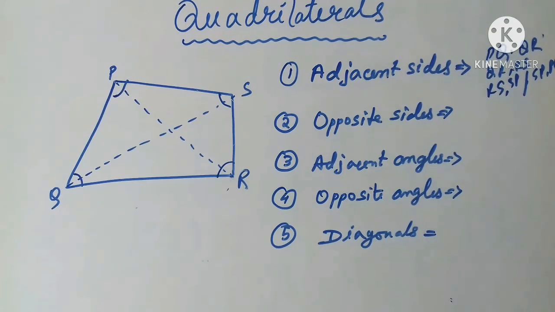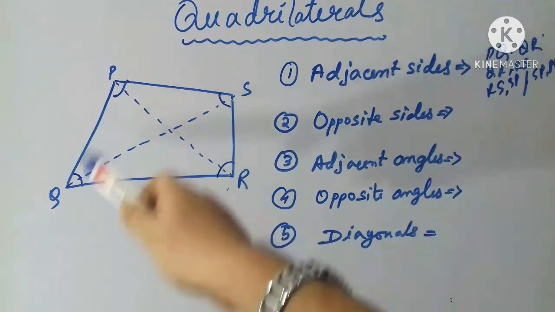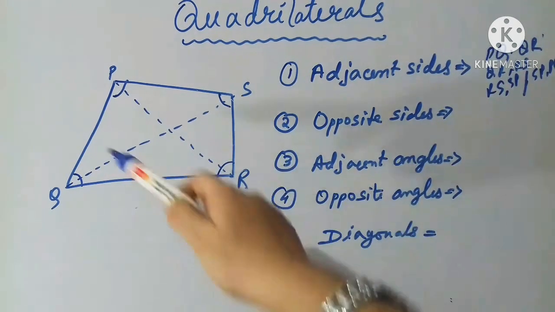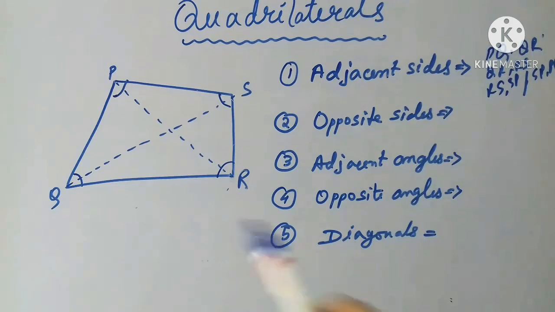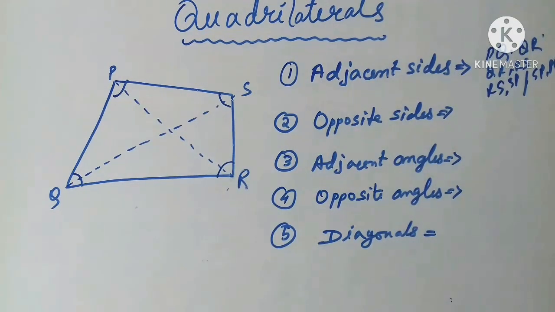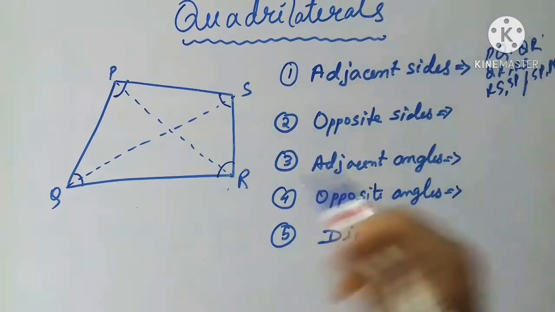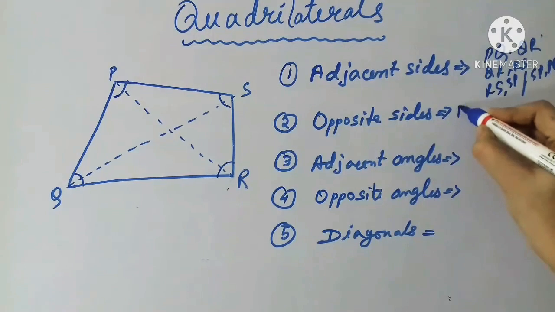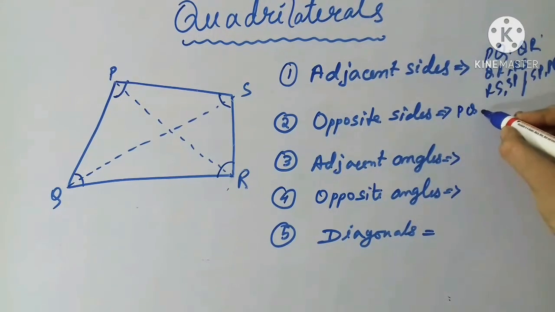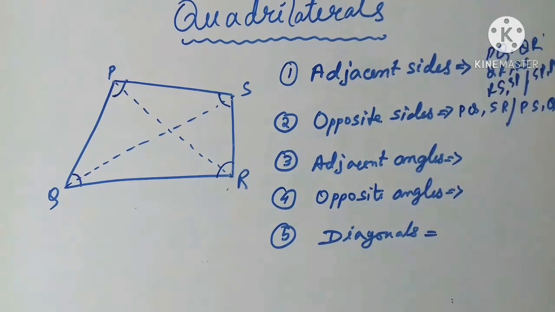After that, opposite sides. Opposite sides means PQ and SR. These two are opposite sides, and PS and QR are the opposite sides. It means this side is opposite to this side. So I can write PQ and SR is a pair, and PS and QR is a pair.